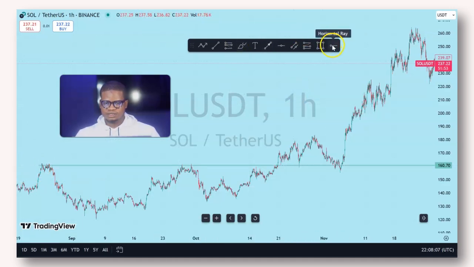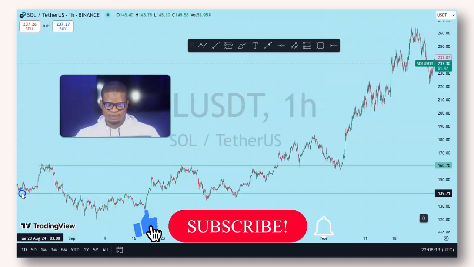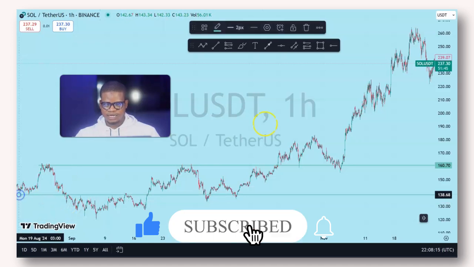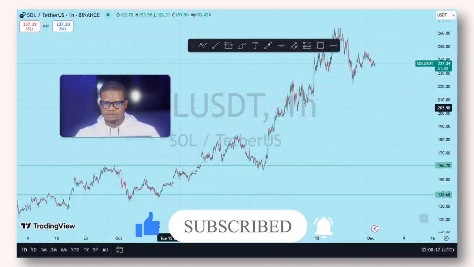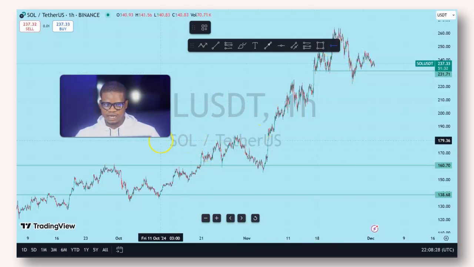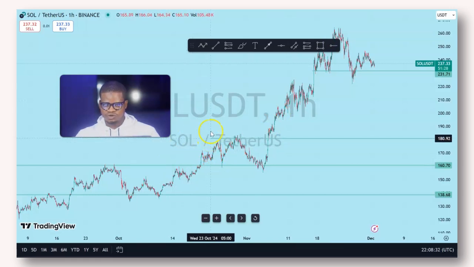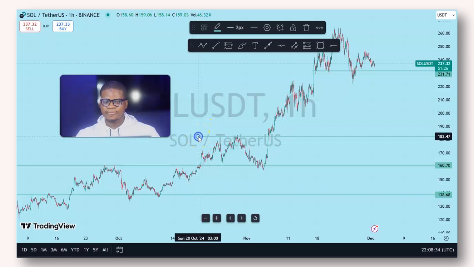This is also an area. This particular price point is an area, right? This is also an area. This particular point is an area price has reacted to multiple times, right? This is also an area. You can also call it an area on your chart where price has reacted to multiple times. So we call it an area. So those are the obvious areas on your chart.